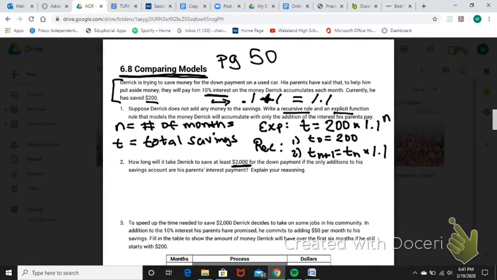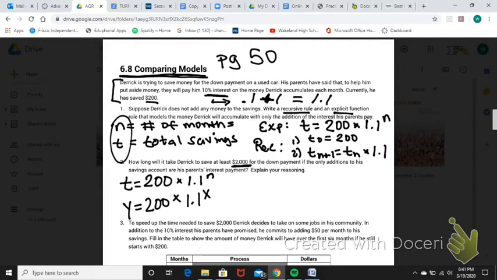So the easiest way to do this one, we're going to take the explicit. So our t equals 200 times 1.1 to the nth power. Now I'm going to take the t and the n and change them to y and x. That's a little more familiar, and when we plug it into our calculator, it's going to help there. I put these in right here just to know what these numbers represent. I think that's important for the context of a problem. We can move it down to our x and y.